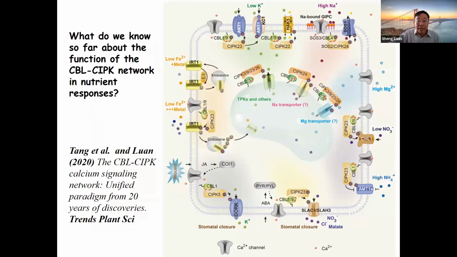an example. And of course, through the years, my lab and a few other labs have identified many different transporters in the plasma membrane handling iron, nitrate, ammonia, magnesium, sodium, potassium, of course, all regulated by the CBL-CIPK pathway. And I just showed you this TPK at the vacuolar membrane, and there are also a few other pathways regulated at the tonoplast or vacuolar membrane level.